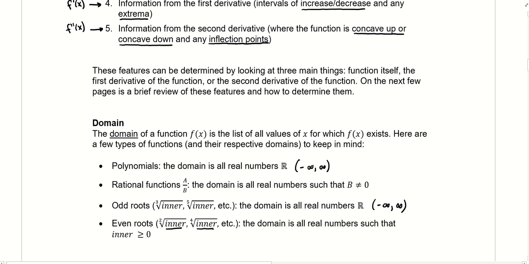So we've talked about this before. If we're taking the square root of something, we can't have a negative under the square root. Then we get imaginary numbers, and we're not dealing with that in this course. So we're confining ourselves to dealing with real numbers, real results. So even roots have to have an inner value, the thing you're taking the root of, that is greater than or equal to 0.